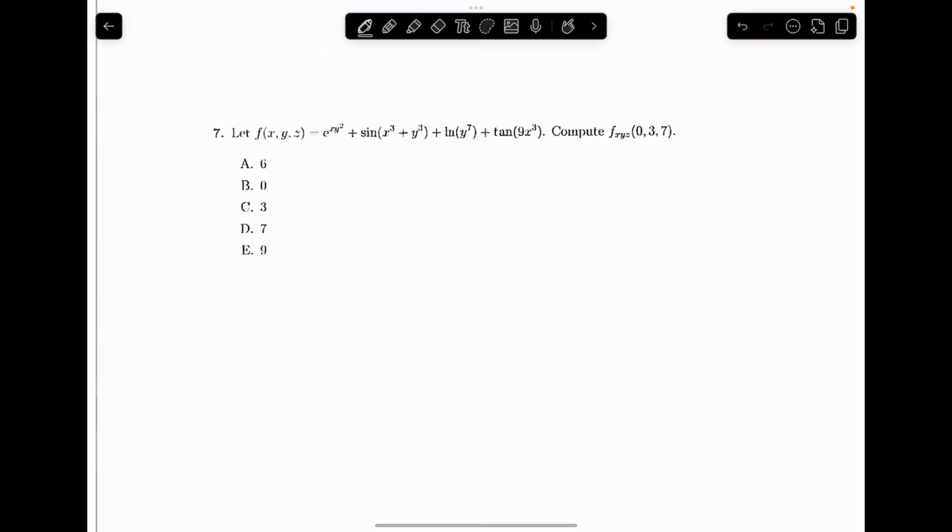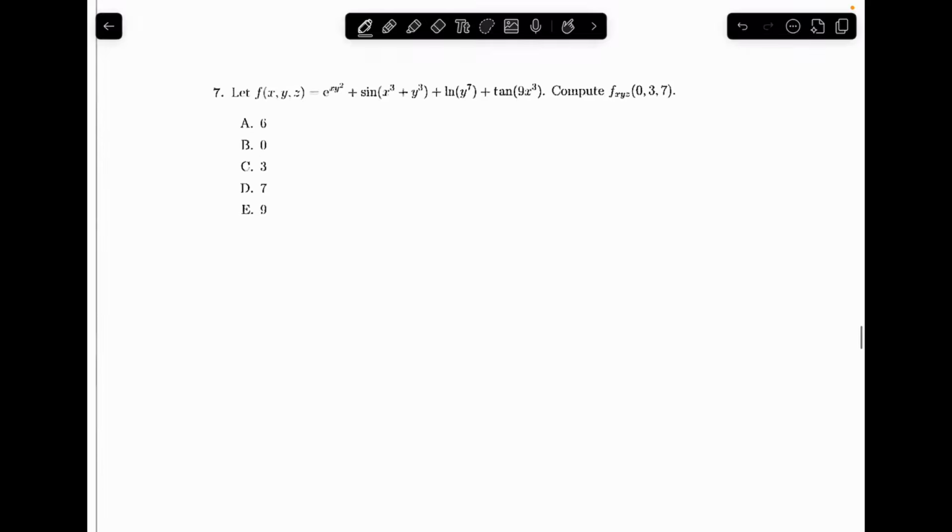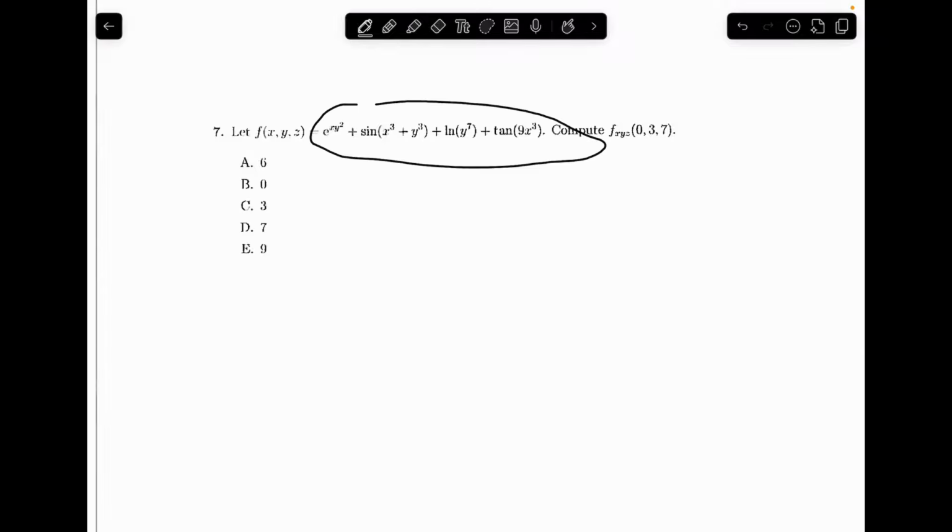Question 7, let f of xyz equals e to the xy squared plus sine of x cubed plus y cubed, plus ln y to the 7th plus tan 9x cubed. Compute f sub xyz at 0, 3, 7. Really, it looks terrible, right? There is a trick though. Hopefully you see it. We have no z in this whole thing.